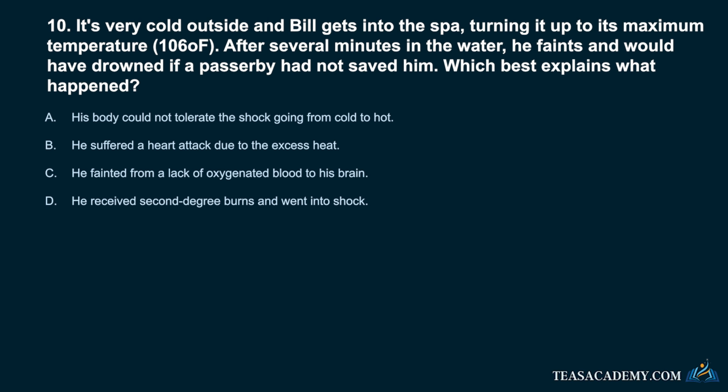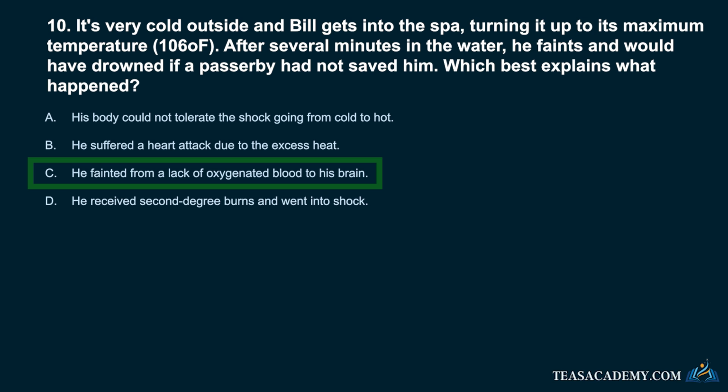10. It's very cold outside and Bill gets into the spa, turning it up to its maximum temperature, 106 degrees. After several minutes in the water, he faints and would have drowned if a passerby had not saved him. Which best explains what happened? A. His body could not tolerate the shock going from cold to hot. B. He suffered a heart attack due to the excess heat. C. He fainted from a lack of oxygenated blood to his brain. D. He received second-degree burns and went into shock.